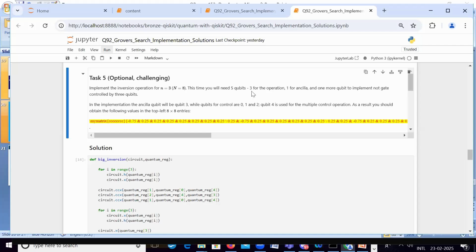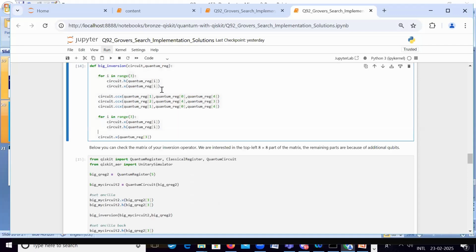We need 5 qubits: 3 for operations, 1 for ancilla, and 1 more qubit to implement the NOT gate. We understood that for each operation in the CCNOT gate, which is the Pauli gate, 3 are required: 2 for the control and 1 for the NOT gate. Same concept here: 5 qubits, 3 for the operations, 1 for ancilla, and 1 for the NOT gate. And here is the implementation done in the code.